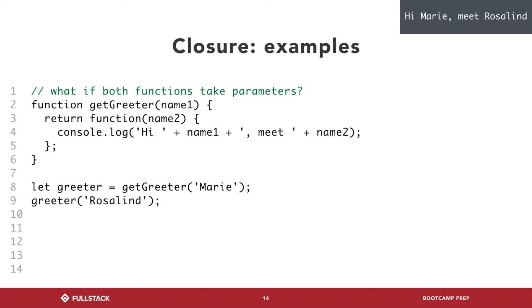When it wants name1, it still looks in its own scope first, and when it doesn't find it, it looks in its parent scope. And the parent scope is based on where it was created, so it was this name1 that we fed in getGreeter on line 8 there, which is Marie. And so now we can actually have this say, hi Marie, meet Rosalind. It's just like the application that we talked about on the past 2 slides.